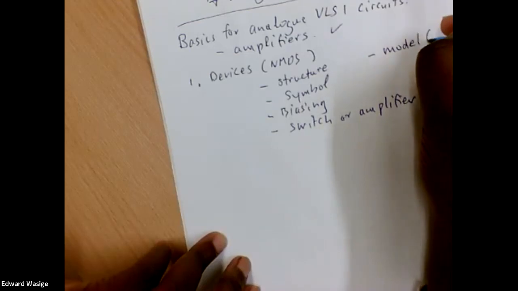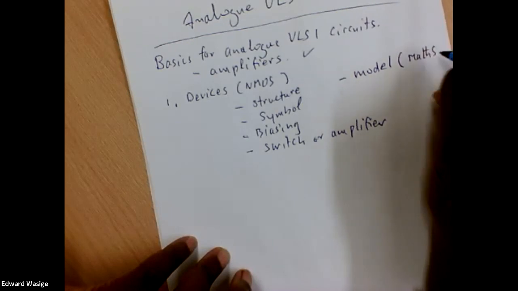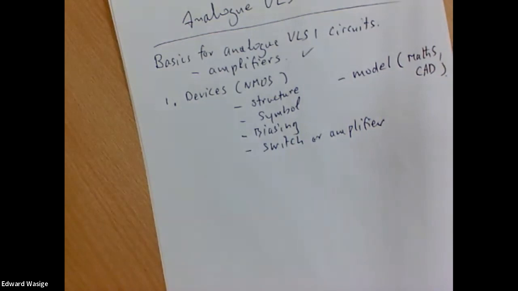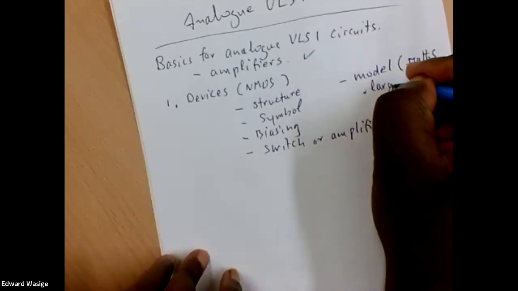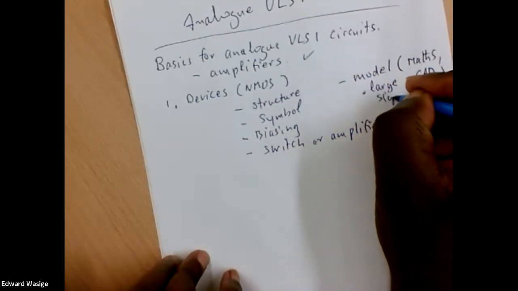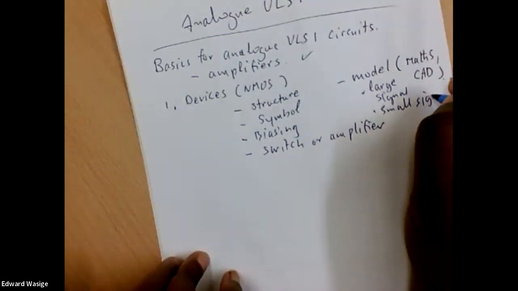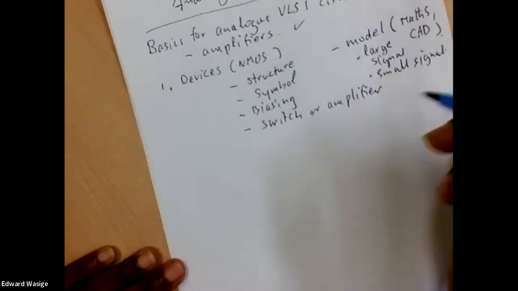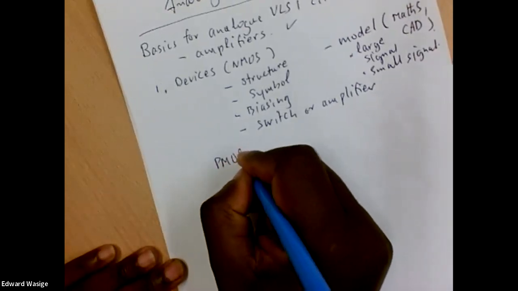And we'll look at how to model. If we use a maths equation, or if we want to use a computer to capture what the device is doing, we need what we call a model. And there are two variations of the model: the large signal and small signal. So that's quite a lot just for the NMOS device. Once we've looked at that, we'll repeat the same for the PMOS, but not everything.